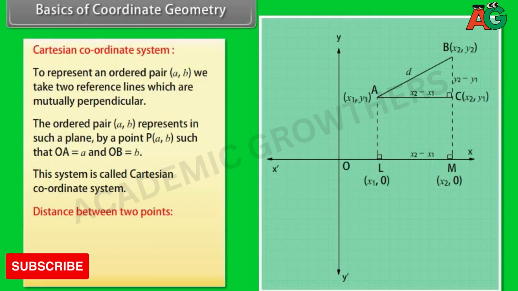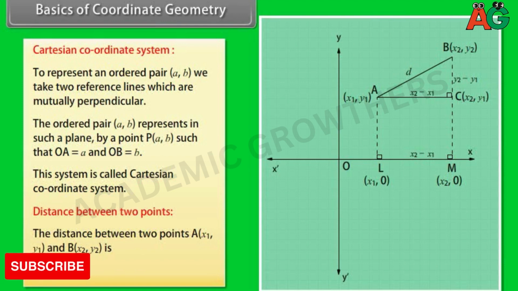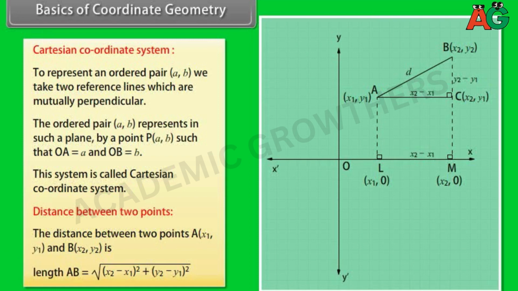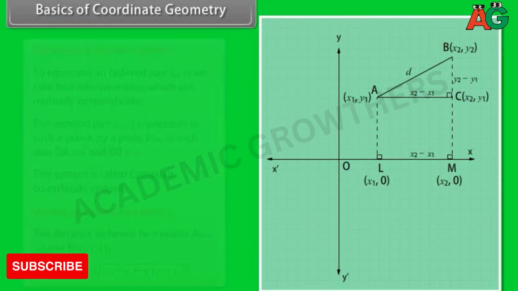Distance between 2 points. The distance between 2 points A(x1, y1) and B(x2, y2) is length AB, which is equal to the square root of (x2 minus x1) squared plus (y2 minus y1) squared.